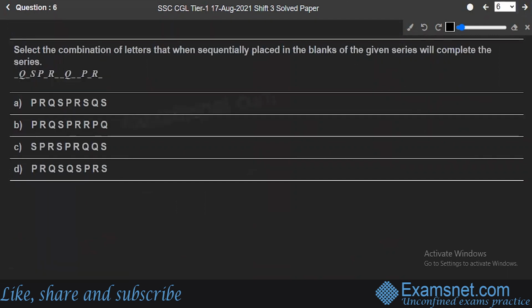Next, question number 6. So you are given a combination of some letters that, when sequentially placed in the blanks of the given series, will complete the series.